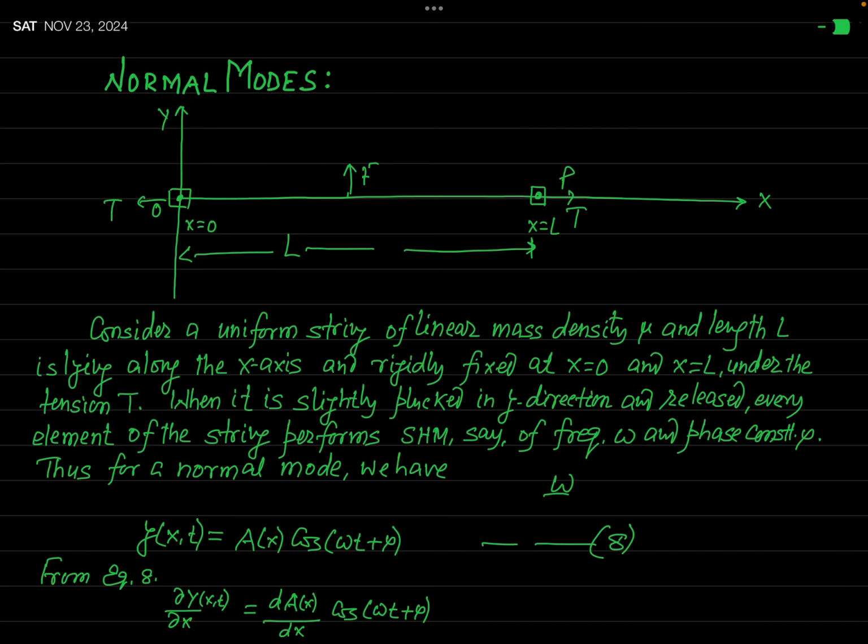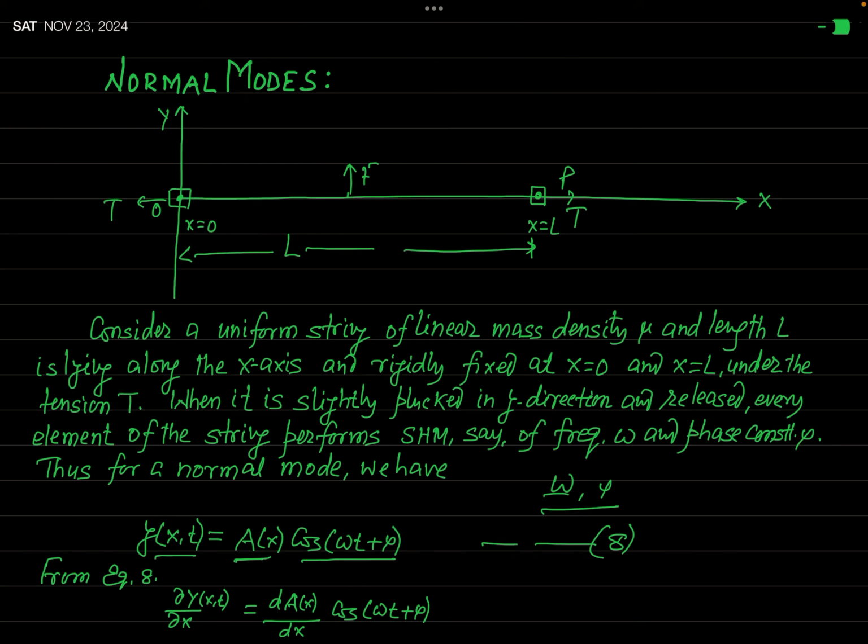This means that every particle of the string will execute simple harmonic motion of angular frequency omega and phase constant phi. And if every particle of the string is executing SHM, then for the normal mode, you can write the displacement y of x, t in this manner. You have already studied in my lectures on SHM. This will be A times cosine of omega t plus phi.